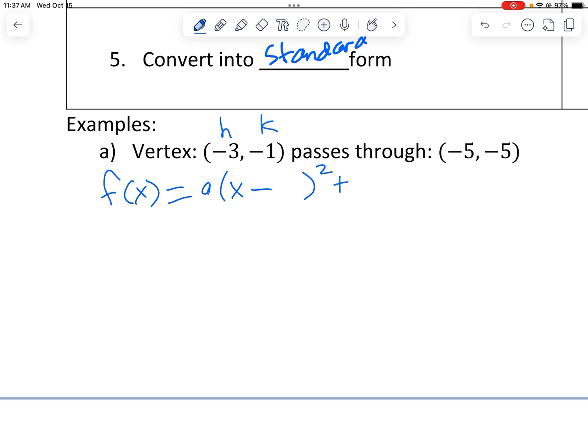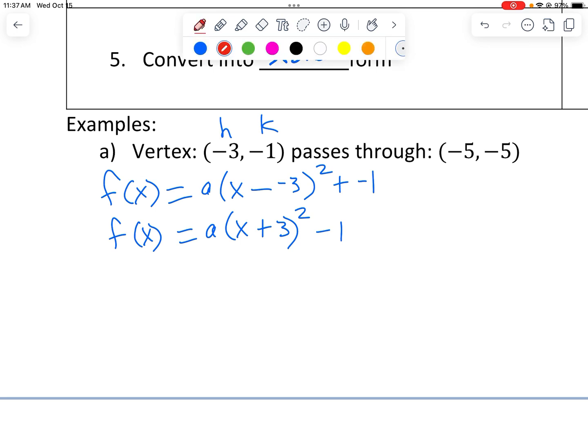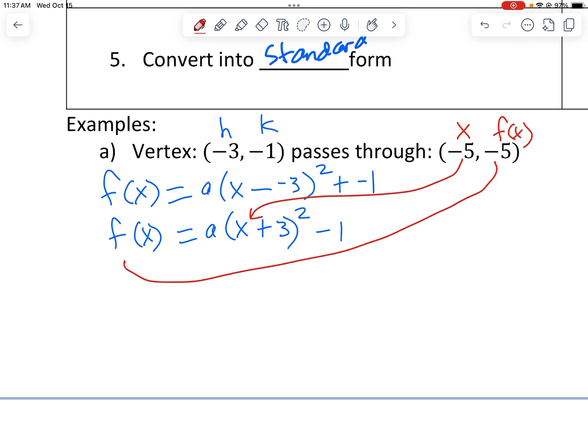So h is going to be negative 3, and k is going to be negative 1. We can actually simplify that a little bit just with the signs there. So we've got a times x plus 3. If you minus negative 3, it's the same thing as plus. And if you add negative 1, that's the same thing as subtract 1. So we just simplify that a little bit. Our next step here is to temporarily take these numbers and put them in. So this is x and f of x. So x is going to go in the x spot, and negative 5 goes in the f of x spot. And let's write out what we get there. We get negative 5 equals a times negative 5 plus 3 squared minus 1.